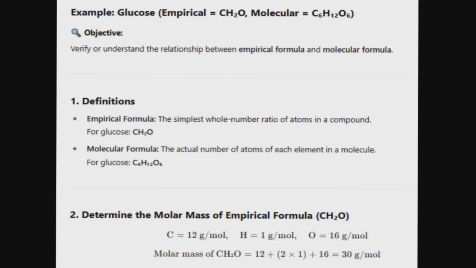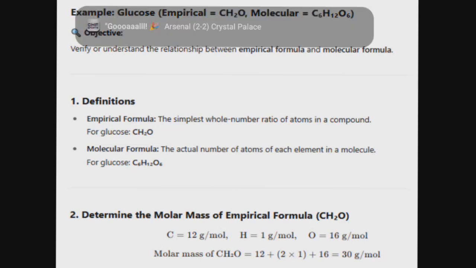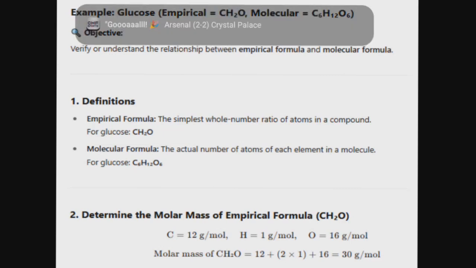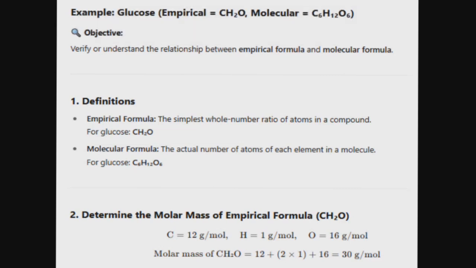So if you want to find the empirical mass, looking at the formula they give us here, CH2O, carbon is only 1, so it's 12. Hydrogen is 2 moles here, so 2 times 1 will give us 2. Then oxygen is 16. Then you put 12 plus 2 plus 16, it is going to give us 30 grams per mole. That 30 grams per mole is what we call our empirical mass. You understand now?